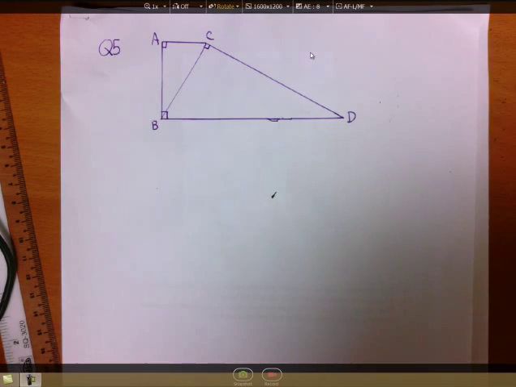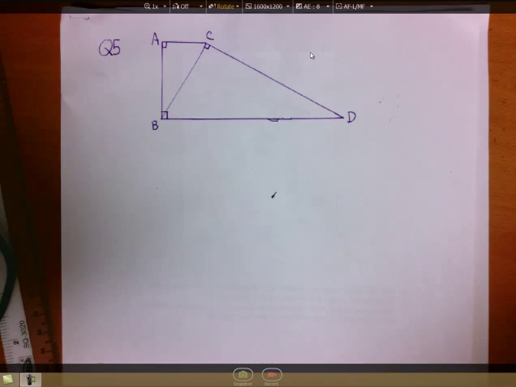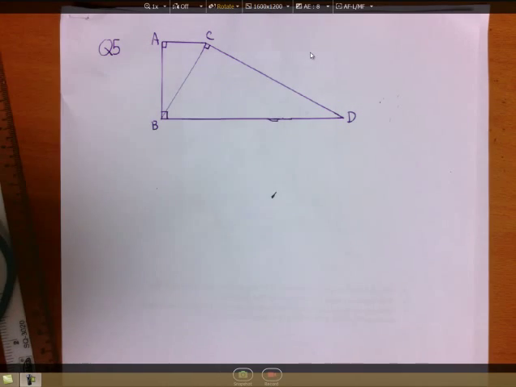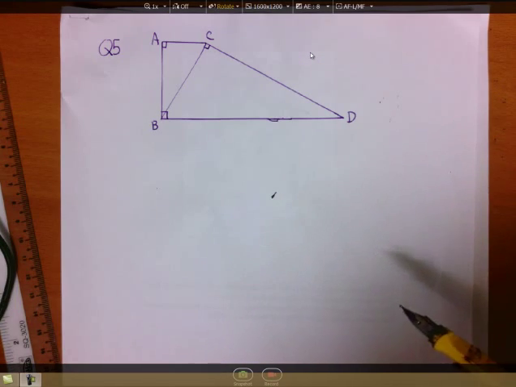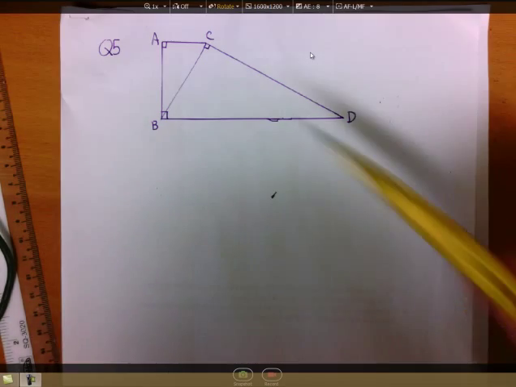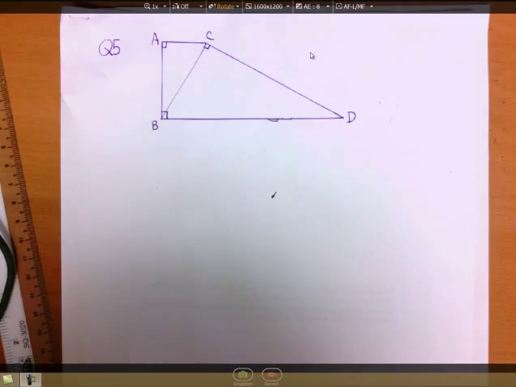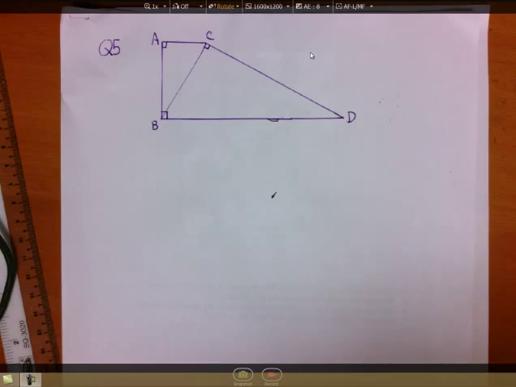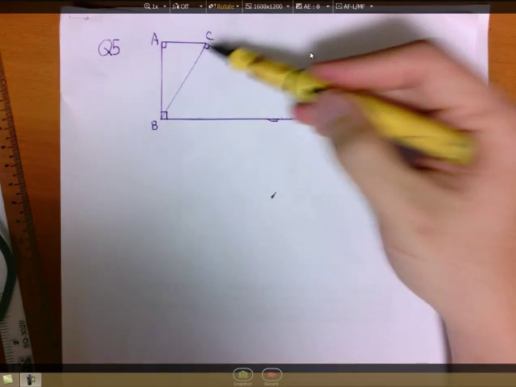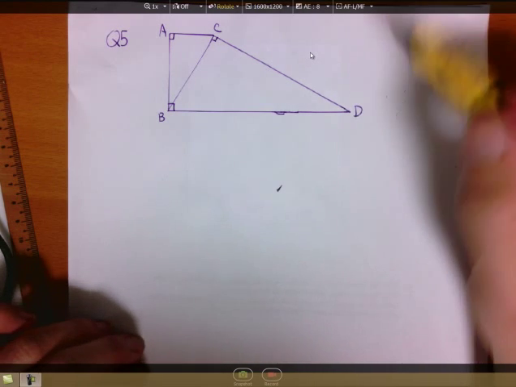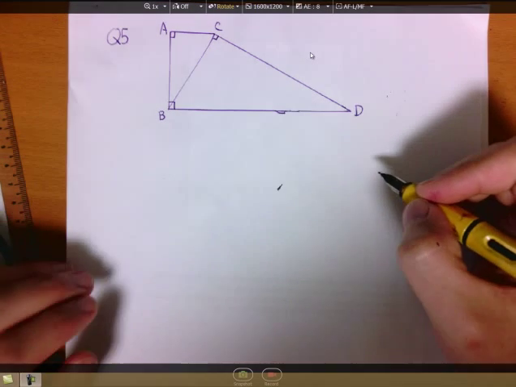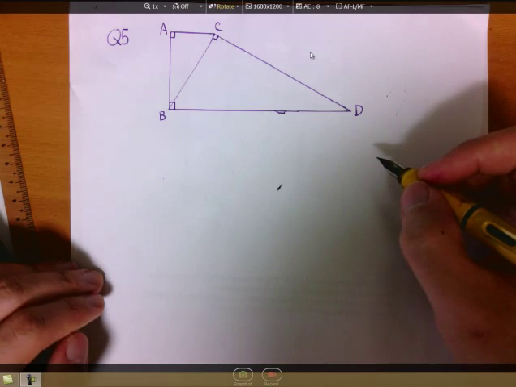Okay, now I move on to question 5 of exercise 10.1. The first thing that we have to prove is that triangle ABC is similar to triangle CDB. First and foremost, please do not assume that these two lines AC and BD are parallel. Many will just say that these two lines are parallel. Please don't do that. We actually have to prove it.